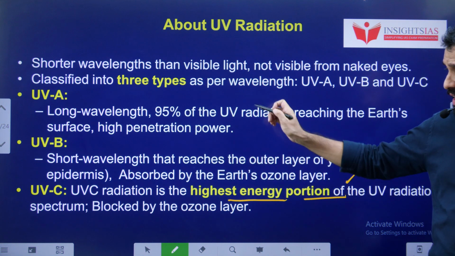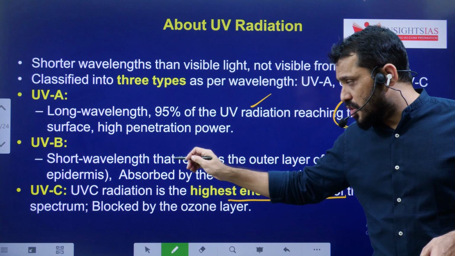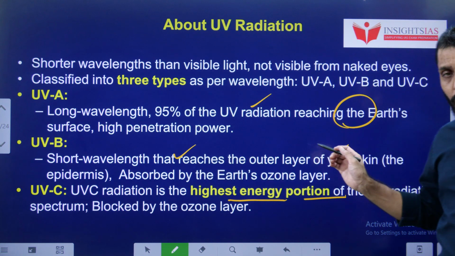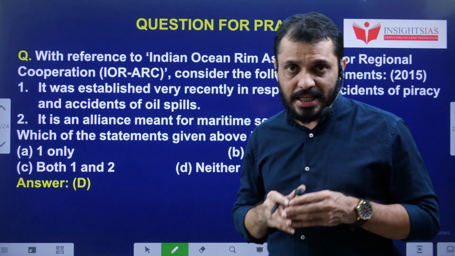UVA has a longer wavelength, and 95% of it reaches the Earth's surface. UVB has a shorter wavelength, and even it reaches up to the outer layer of the skin. So this is about the UV rays categorization.